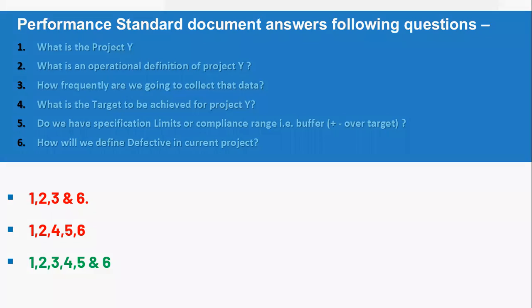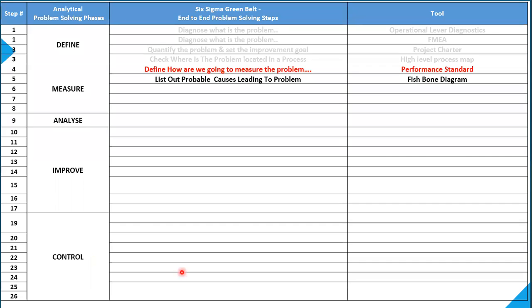Let's go to the next slide. Right. So we are done with defining how we are going to measure the problem with the help of the performance standard. That is the first step of the measure phase. In the upcoming video, we will go through the next step, that is listing out probable causes that lead to the problem. If you remember, we said Y is equal to f(X). If Y is my symptom, there are some causes behind the symptoms, and we need to list down those probable causes. That we will do based on a fishbone diagram. So in the upcoming video, we will look into it.